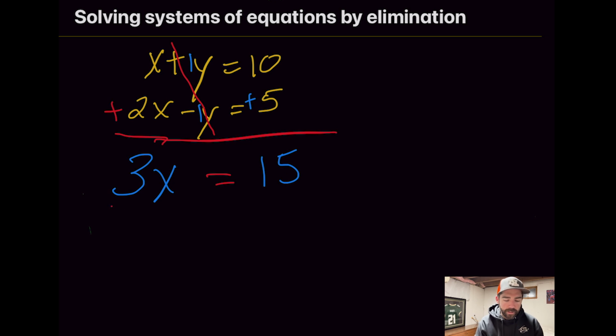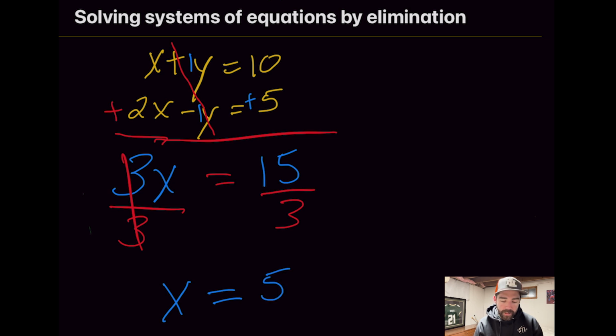So solve for x. In order to do that, we have to divide by 3. It's always the opposite. 3x is 3 times x, so to get rid of that 3, we divide. What we do to one side, we must do to the other. So 15 divided by 3, and our answer is x equals, as the 3's cancel, 15 divided by 3 is 5.